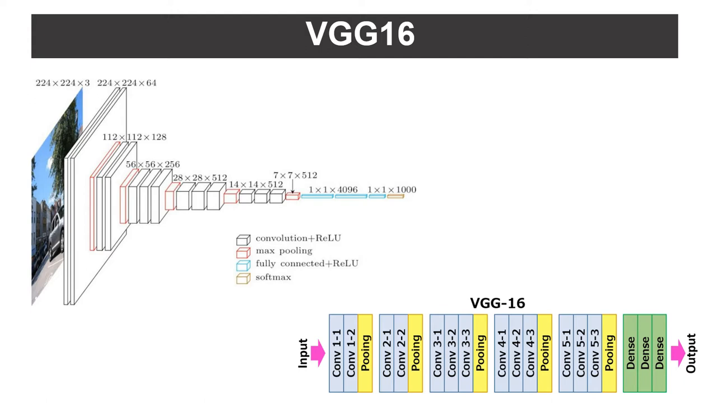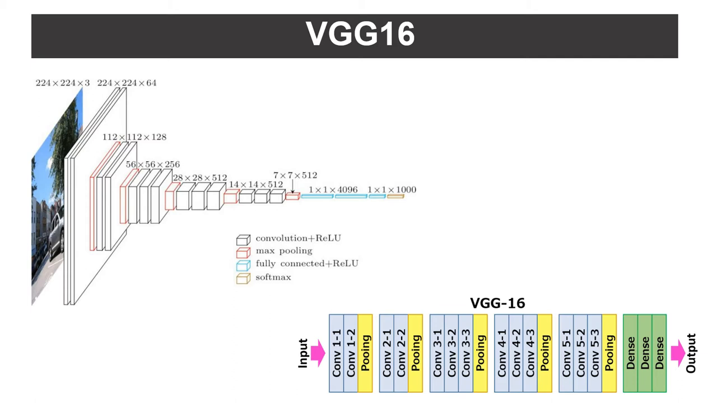Now you can see here 1×1×1000. That means this model is trained on 1000 unique classes. It uses weights from ImageNet, and ImageNet is one kind of competition where developers train models on this kind of images. VGG16 on ImageNet is trained on millions of images.